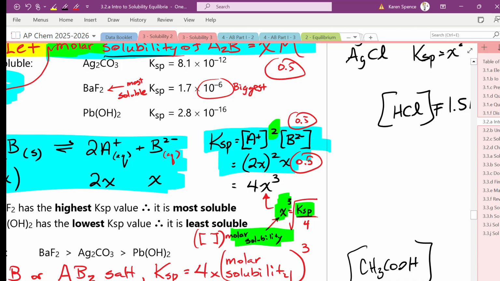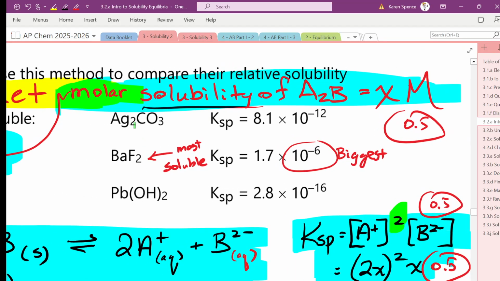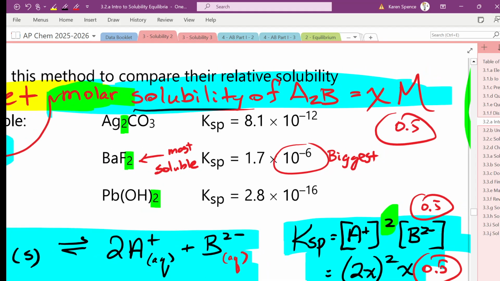Right now, you don't have to worry about doing this solving bit. We'll do that later. For now, what you should know is you've given me all salts with 2's in them, and the other one's a 1. I can directly compare those KSPs and say, which one is the least soluble? Who is the least soluble of these 3 salts? Pb(OH)2, because its KSP is the smallest.